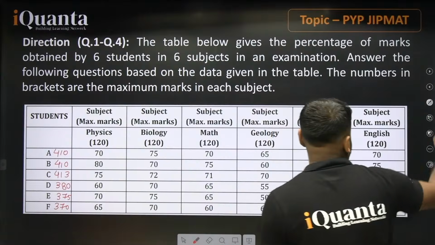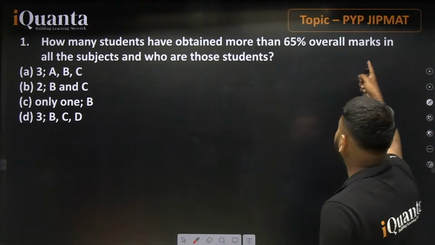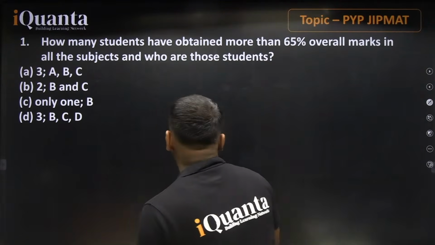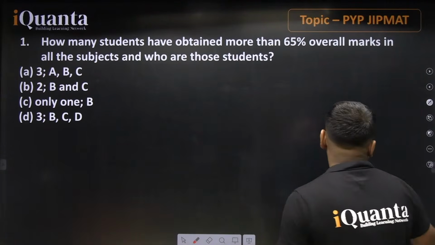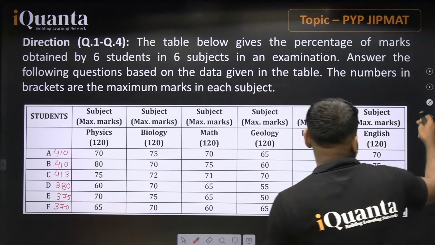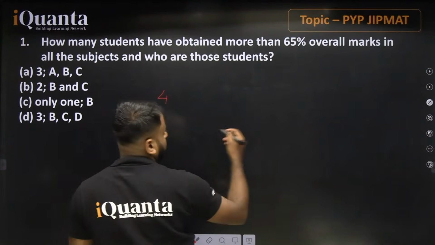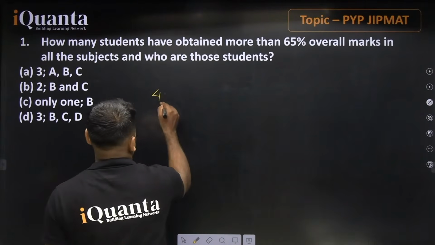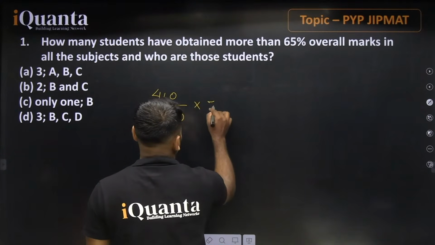So now let's talk about the question here. The question says: how many students have obtained more than 65% overall marks in all the subjects, and who are those students? So let's talk about how we should go ahead. If we talk about this portion, the value here is 410, correct, out of 600, and we just have to go for 720.